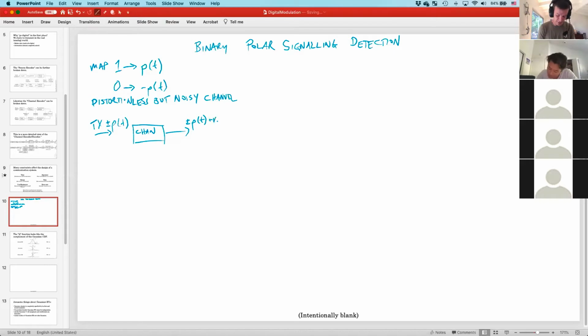But we're going to model the noise as being an additive process. Okay, so the distortionless says that if we put in plus or minus p(t), we'll get out plus or minus p(t). But we're going to add to that a noise process, which we are going to assume is Gaussian. So what does it mean for a process to be Gaussian? This just means that at every time instance, n(t) follows a Gaussian distribution. Okay.